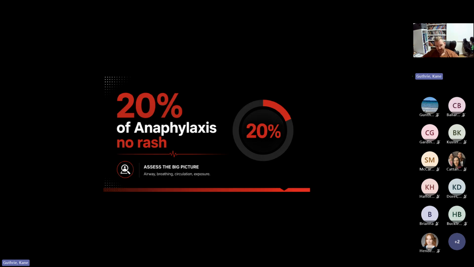Okay, we see this a bit in kids, all right? We often can think it's asthma, but they've got tight throat and wheezing, so give them lots of salbutamol on that. And actually, they just need a decent dose of adrenaline in them.